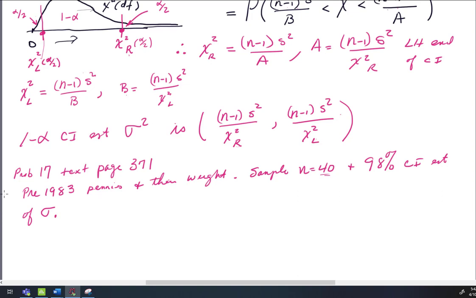Actually, I'm going to be using the post-1983 pennies. I could use pre, but I did this earlier and used post. Yeah, I used the modern ones. Post. We changed the composition of the pennies in 1983, and so the weights are different for pre-1983 than they are for post-1983.